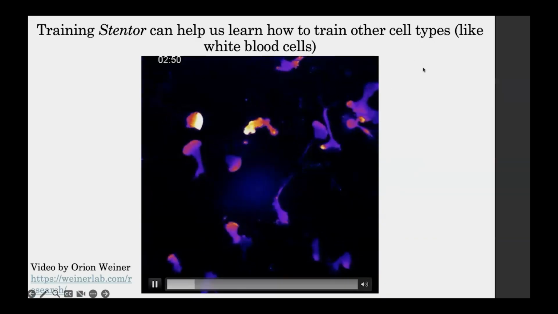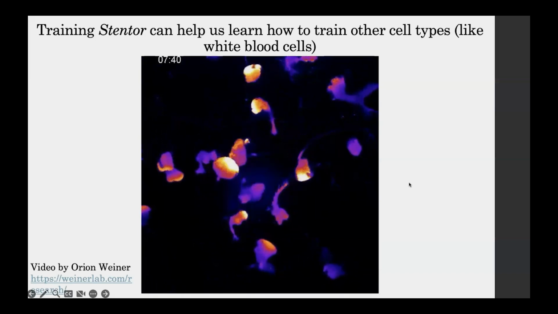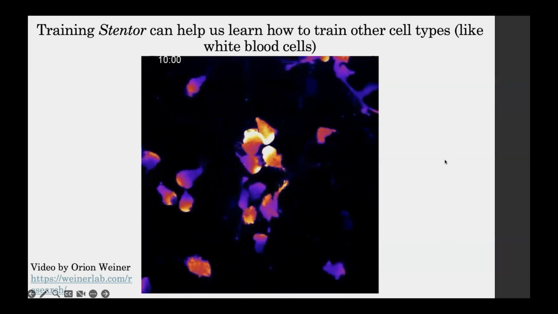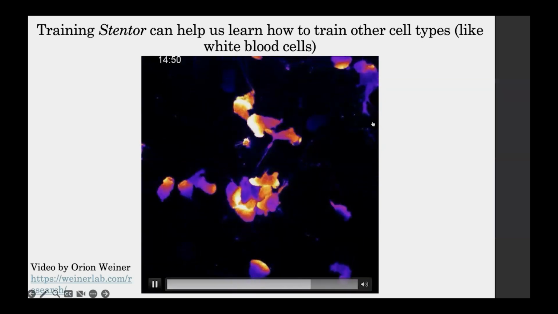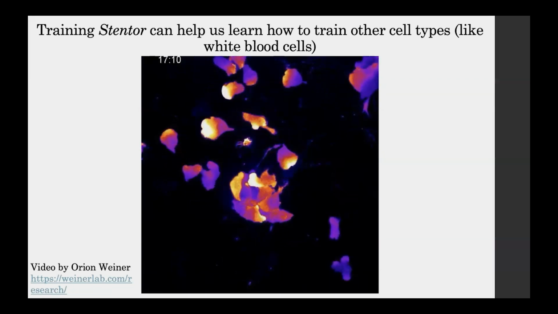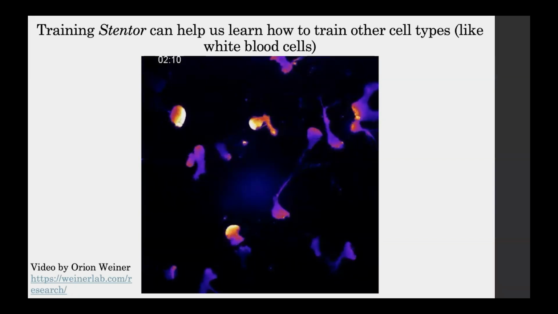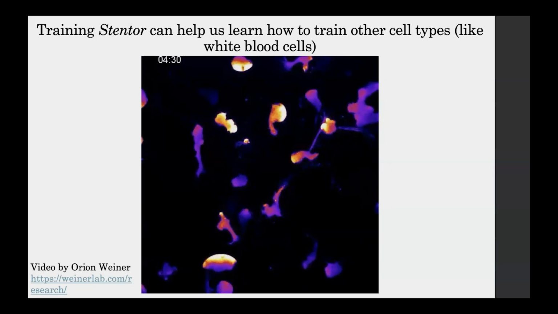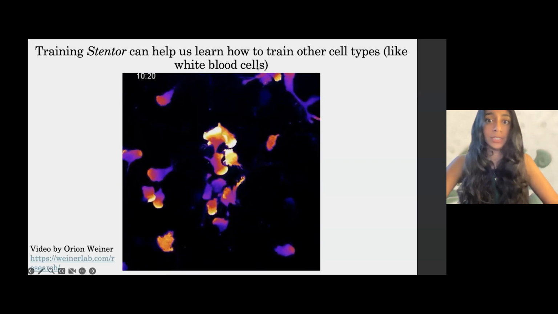It can also help us learn how to train other cell types. Here we have a bunch of white blood cells that are going towards an attractant. White blood cells are involved in a lot of our immune response. What we've done with stentor is basically show that we can train cells, and we have a reproducible way of manipulating their behavior. So once we've learned how to train one cell type, we can see if we can learn how to train other cell types like these white blood cells to do different things inside our body, if we can understand general principles of cell behavior and how they are performing these computations.